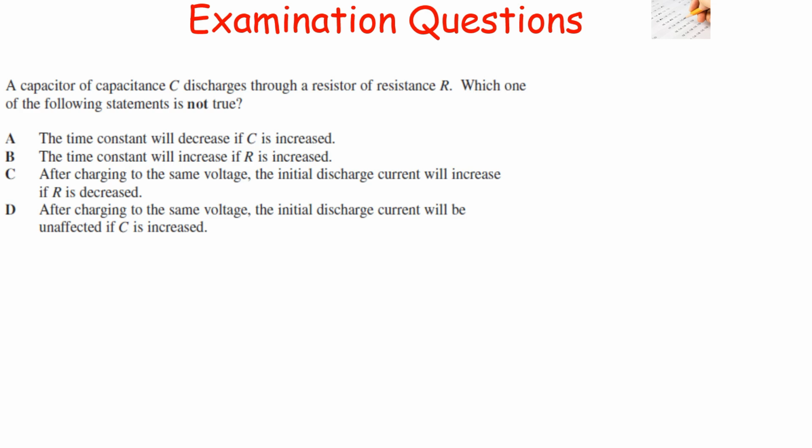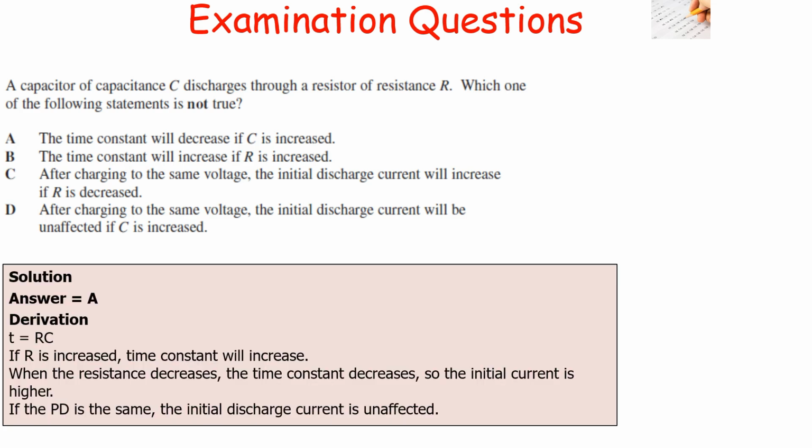Right, our answer here is going to be A, because you know that the time constant is equal to RC. So if R is increased, the time constant will increase. Now when the resistance decreases, the time constant decreases, the initial current will be higher, and again if the PD is the same, then the initial discharge current is unaffected, so therefore our answer is going to be A.